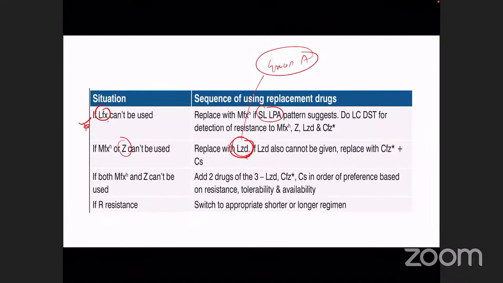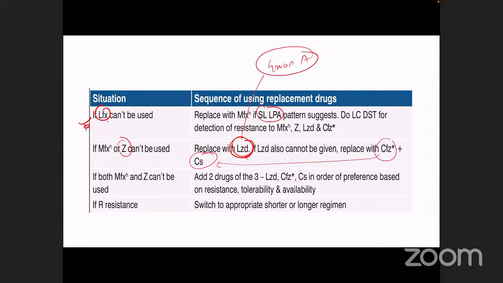Now, say for example, if linezolid also cannot be given because of non-availability or some contraindication, then obviously you have to replace it with 2 drugs, because linezolid is a very potent drug, and clofazimine plus cycloserine will be equivalent to that. Now, if resistance to both is detected, in that case you can replace them with these 2 drugs, linezolid from group A and clofazimine from group B. And obviously there is no point discussing if it is rifampicin resistant, because then you have to completely change your management, which we'll be discussing now.